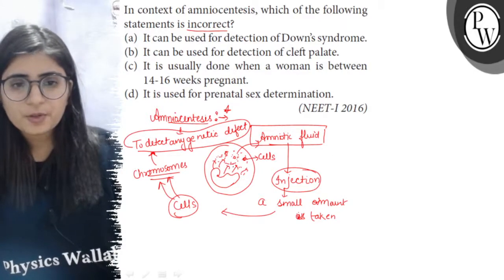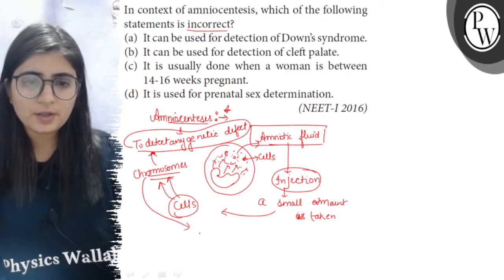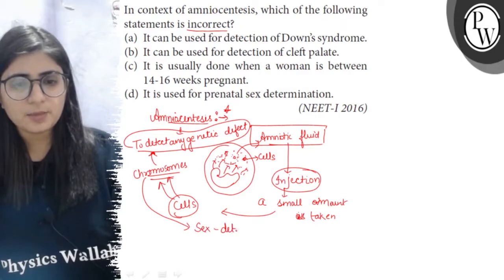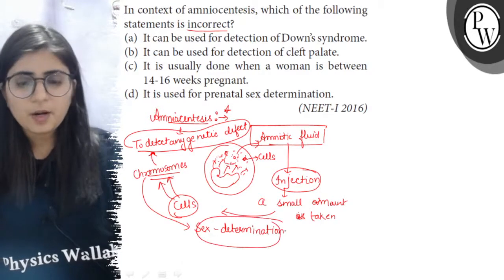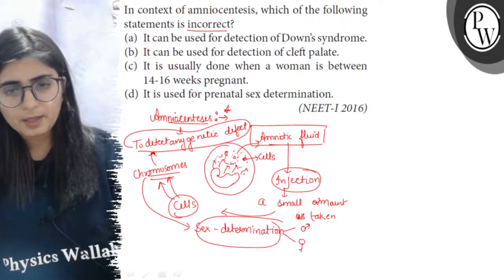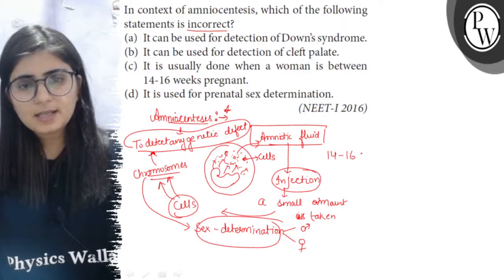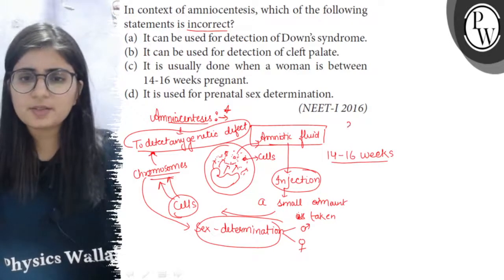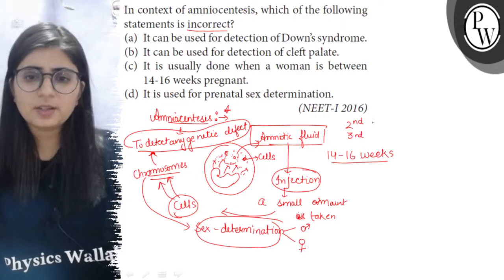Also, because in human beings the mechanism of sex determination is chromosomal, the chromosomal observation can also be done for prenatal sex determination. Prenatal means before birth. So before birth it can be found out whether the child will be a male or a female. This process is done when the female has a gestation of about 14 to 16 weeks, which means during the second trimester, or sometimes it can also be done during the third trimester.